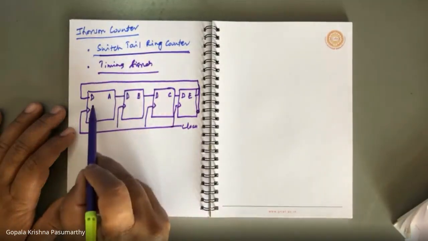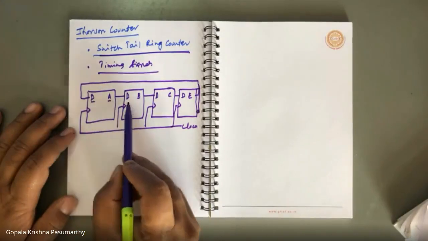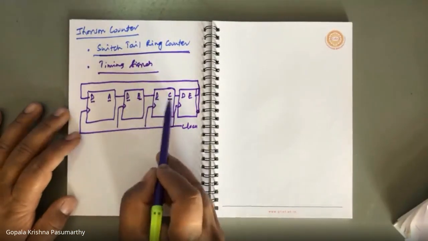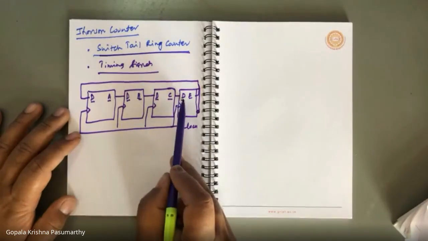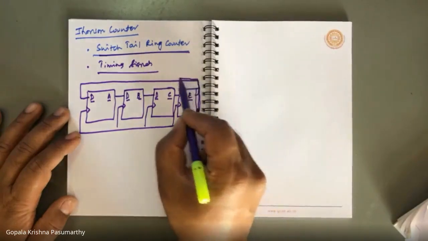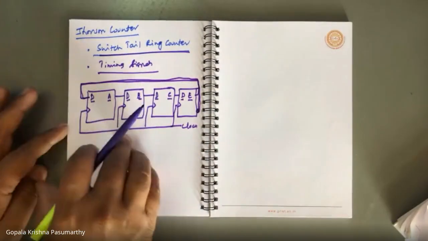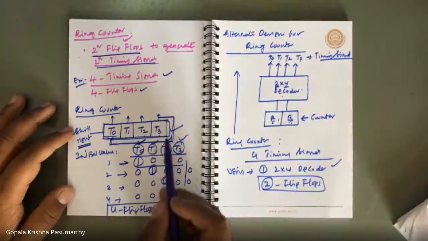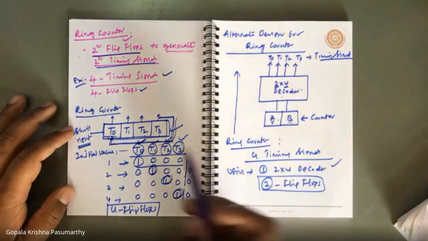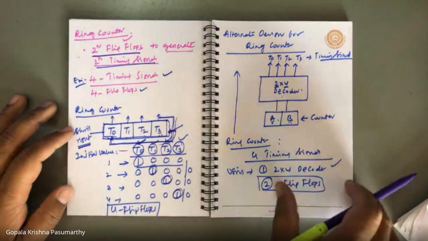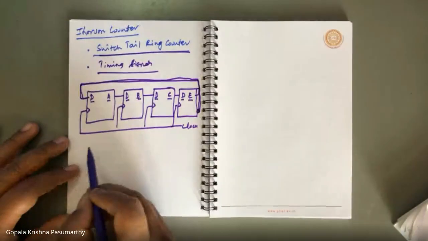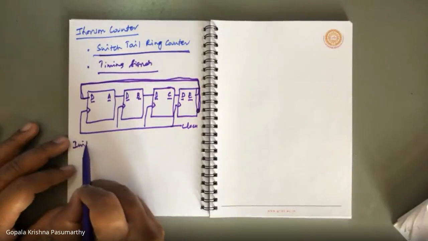See. First flip-flop type D, name A. Second flip-flop type D, name B. Third flip-flop type D, name C. Last flip-flop also type D, name D. The complement of E is connected back to D. See here, in the ring counter, T3 is connected to T0, but in the switch tail ring counter, the complement of T3 is connected.